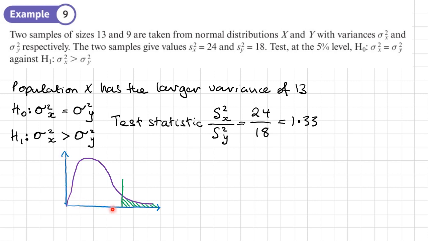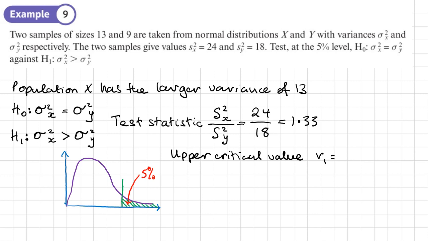Now I'll work out my critical values. I've just drawn a diagram here. Because it's greater than, this is going to be an upper tail test, and it's at the 5% level, so this area is 5%. So I only need to work out an upper critical value, and the upper critical values are the ones where you just read them from the table.